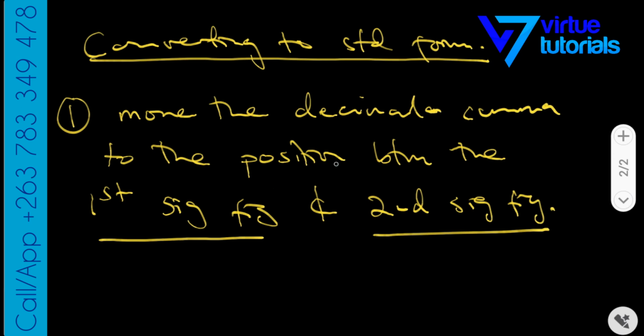So make sure that you move the decimal comma to the position between the first significant figure and the second significant figure. So if I had a number like 0,0125, this is my first significant figure here. That's my second significant figure here. This comma must move from where it is to this position here, between the first and the second significant figure. That's your first step to converting a number to standard form. Make sure you do that all the time, right?